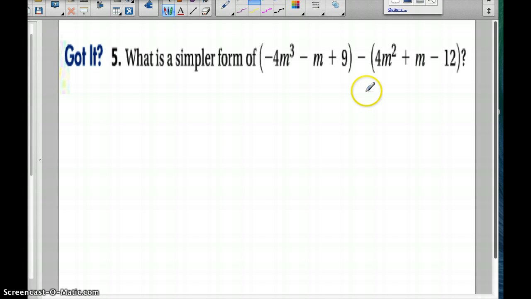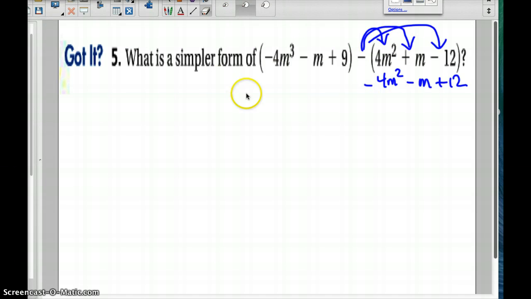Go ahead and try this one. Remember, you need to change this from subtraction to adding the opposite. Go ahead and do that and come back and check. Okay, let's set it up. Hopefully what you have done is line them up.